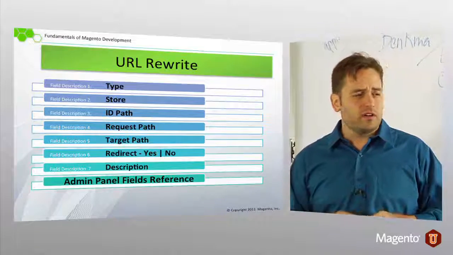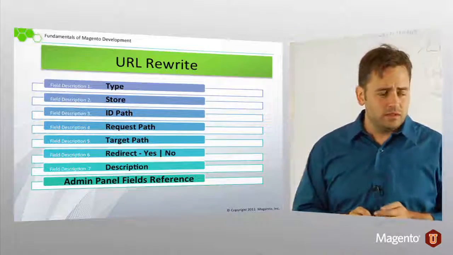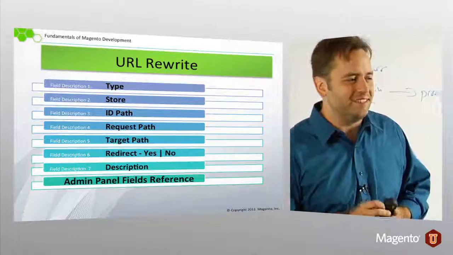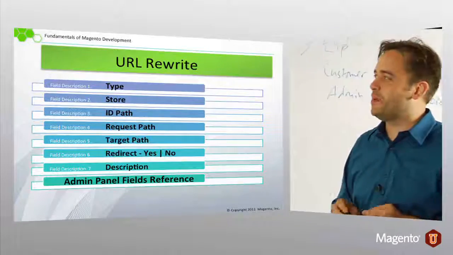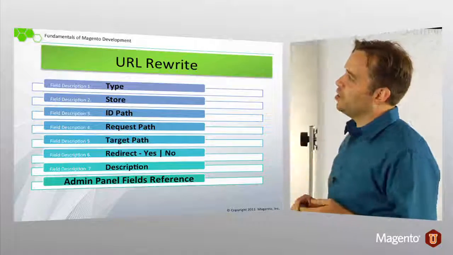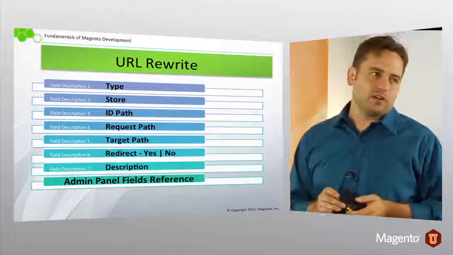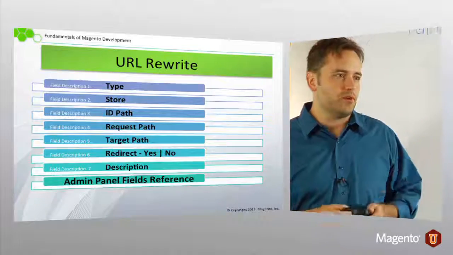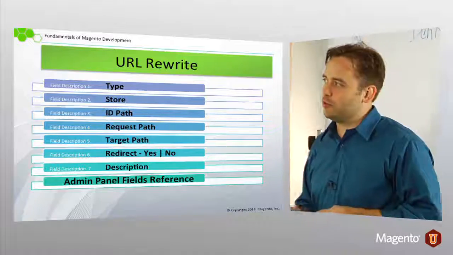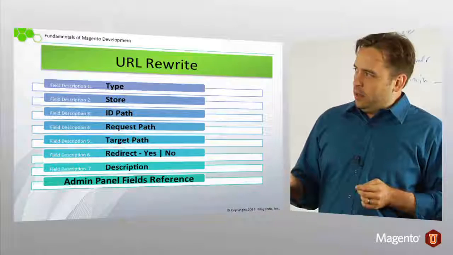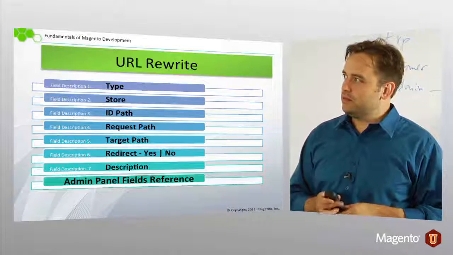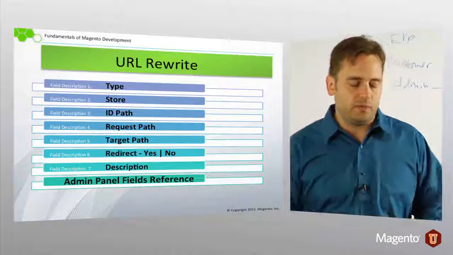If you log into your admin panel, or if you don't feel like it, well, no, you do feel like it, because this is actually a lesson. This is part of the lesson. So go ahead and log into your admin panel, and go under catalog, manage URL rewrites. For some of you, I'm sure you've already seen this if you've been working with Magento for a while, but you'll see these fields. So I'll open it up as well.